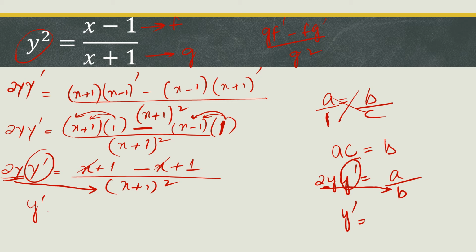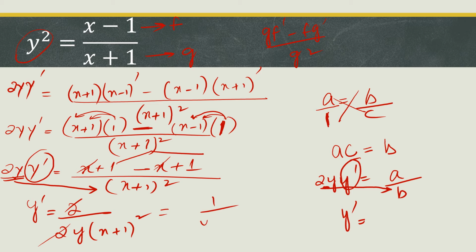So you will get y prime equals 1 plus 1 gives you 2 over 2y times x plus 1 whole square. Now all the terms in the denominator are multiplying with each other, so you can cancel the numerator and the denominator too. So you will get 1 over y times bracket x plus 1. So the questions are not complicated, they just need your concentration.